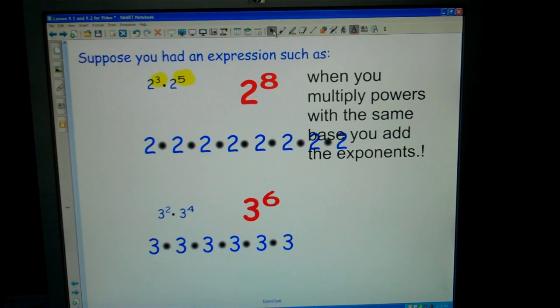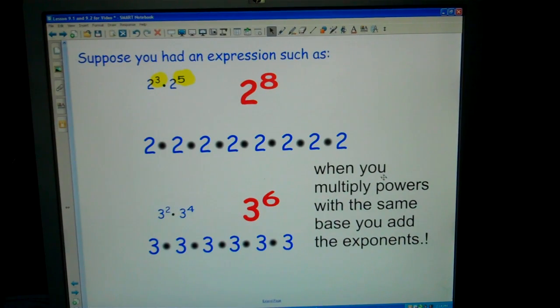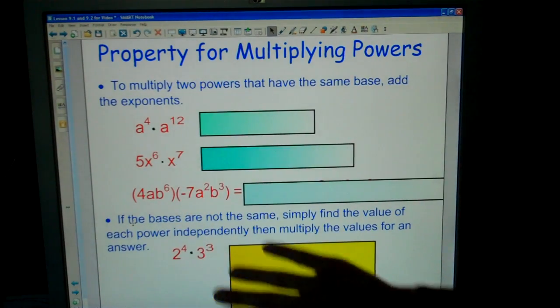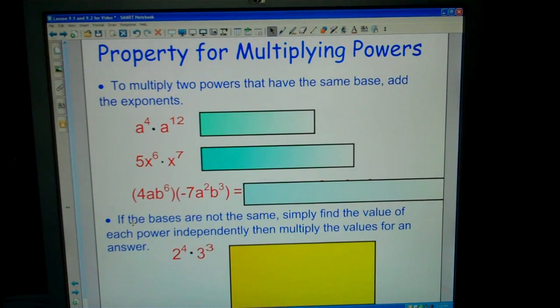Okay? That's the rule for multiplying. Pause it, take it in for a minute, because now we have to look at division. Next. Oh, my bad. Property of multiplying powers. So look here. Go ahead and pause this and see how many of these you can do.